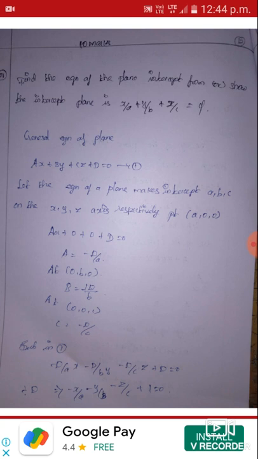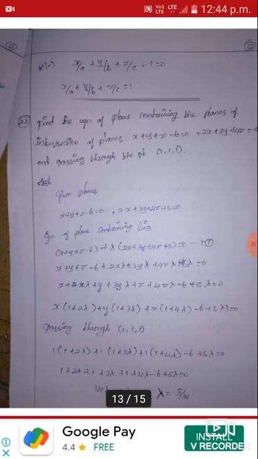For the x-axis, we substitute y and z equal to 0, and we get capital A equal to minus d by a. For the y-axis, we substitute x equal to 0 and z equal to 0, we get b equal to minus d by b, and c equal to minus d by c. If we substitute in the equation, we get minus x by a minus y by b minus z by c plus 1 equal to 0. That is, x by a plus y by b plus z by c equal to 1.